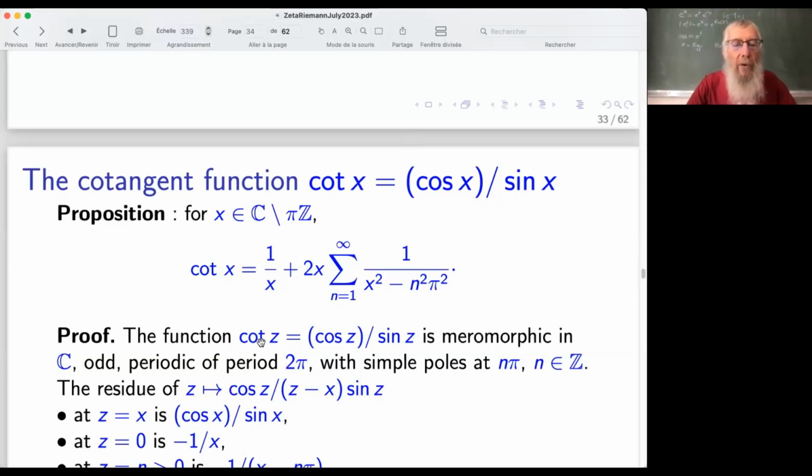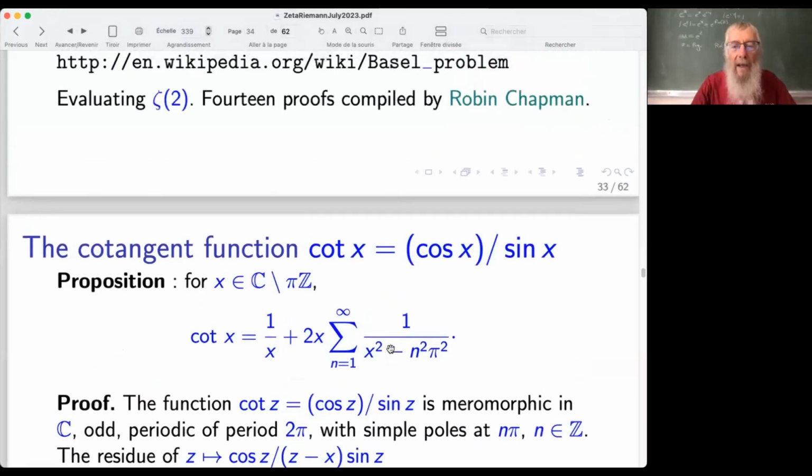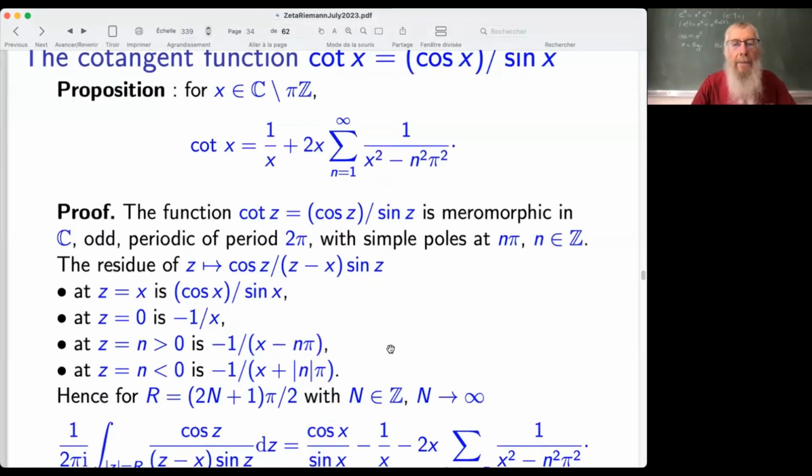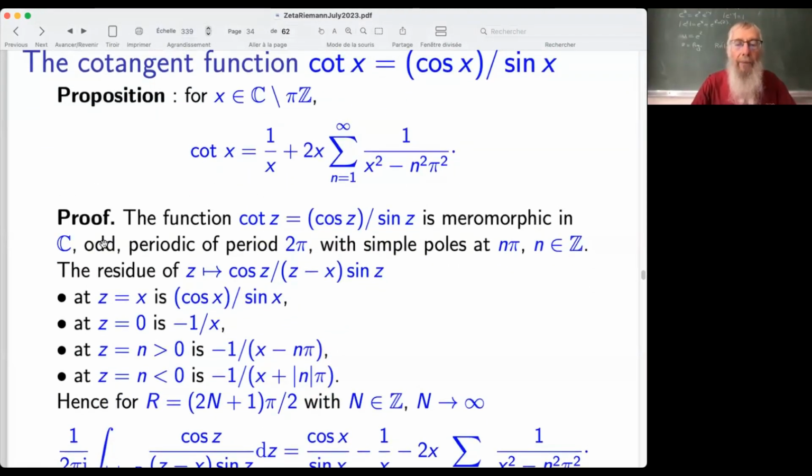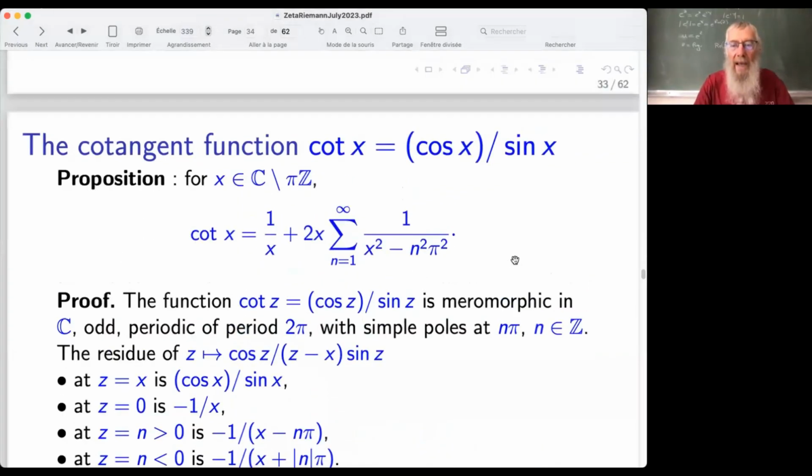We consider the function cotangent of z, which is cosine of z divided by sine of z. It is meromorphic in C. It is odd: if you replace z by minus z, you change the sign. It is periodic of period 2 pi, like the cosine and the sine. And the poles are the zeros of the sine. They are simple, and they are the multiples of n pi with n in Z.